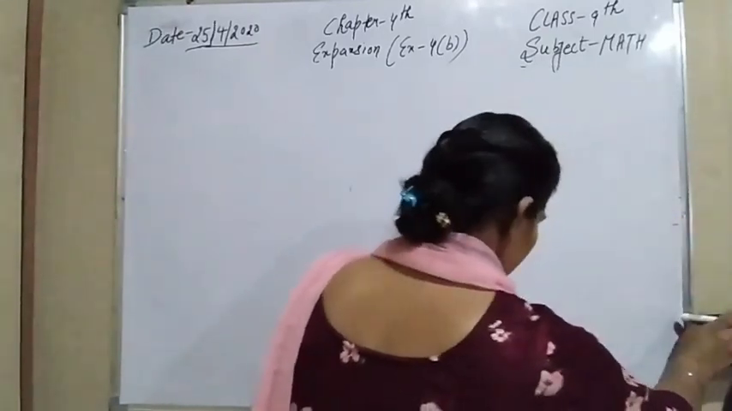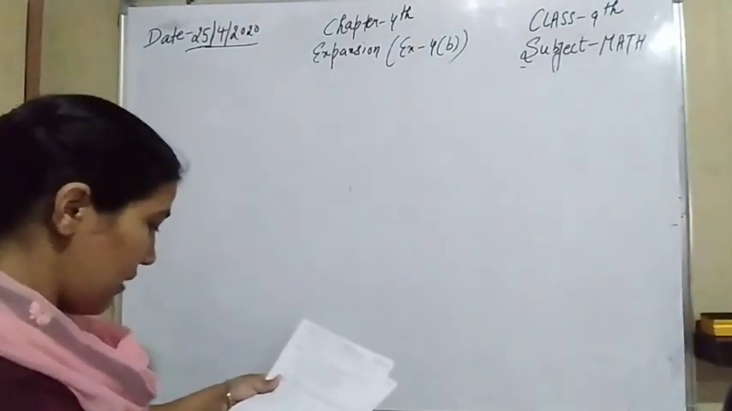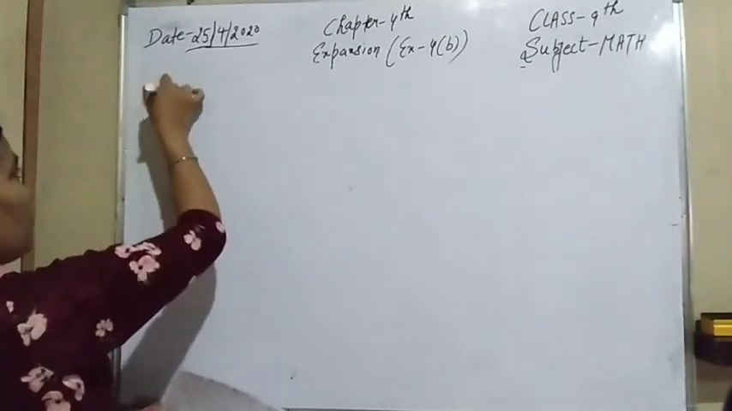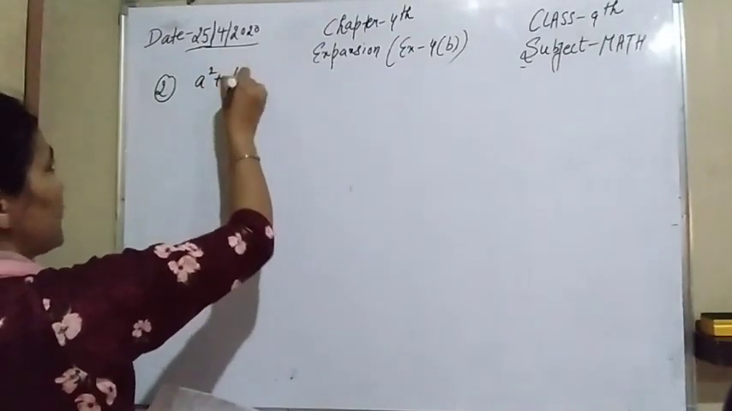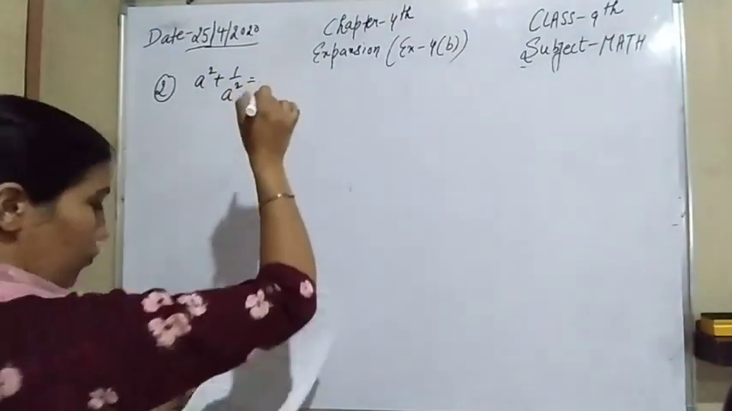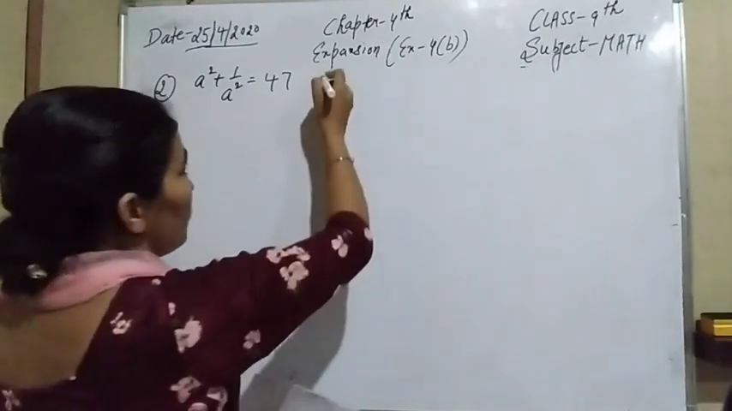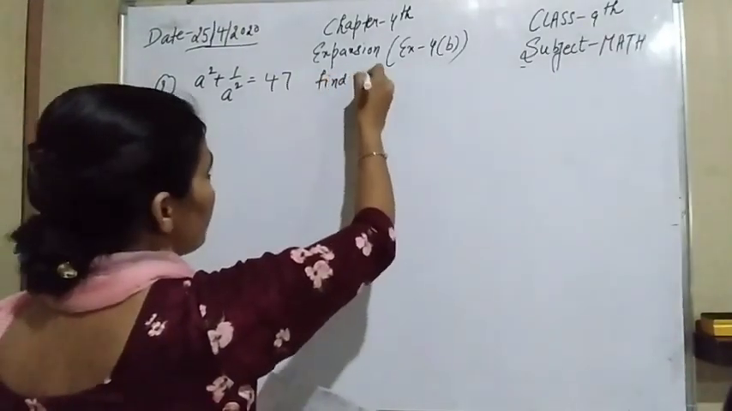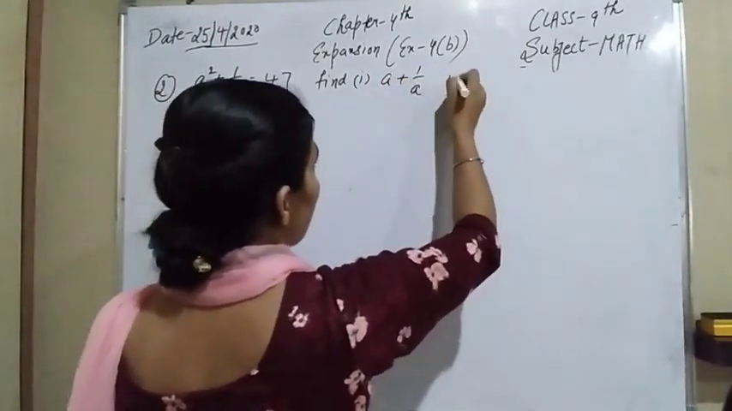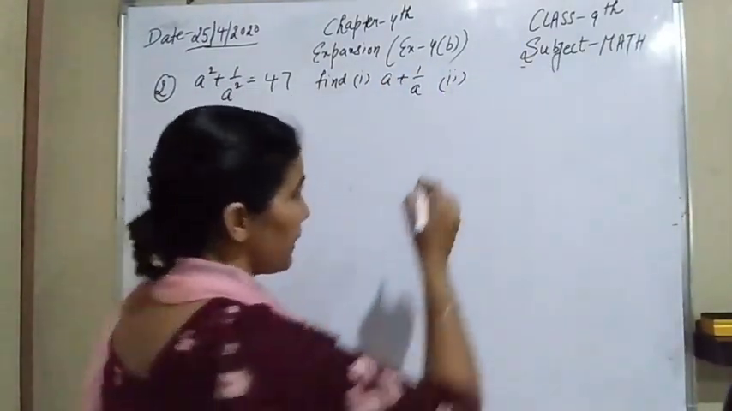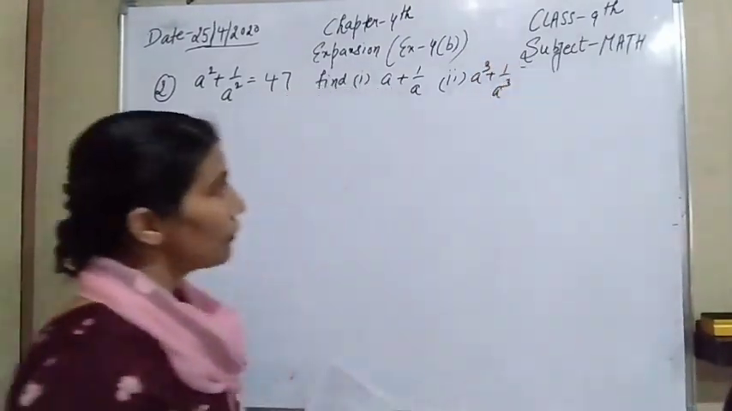Okay. Now the second question. The statement of the second question is: we are given that a square plus 1 over a square is equal to 47, and we have to find out, first, a plus 1 over a, and second, a cube plus 1 over a cube. Okay, now look here.